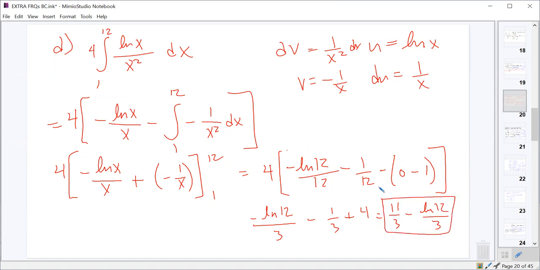Everybody good with that one? So, nice little integration by parts. All right, that's the last one we're gonna do.